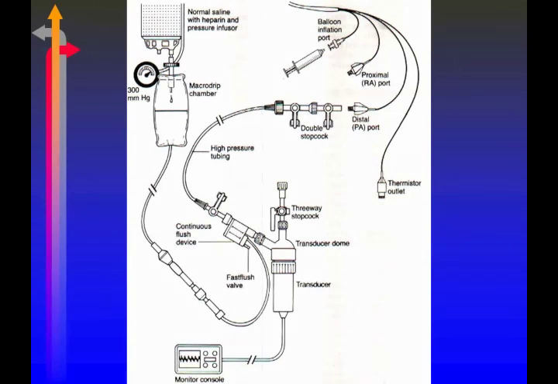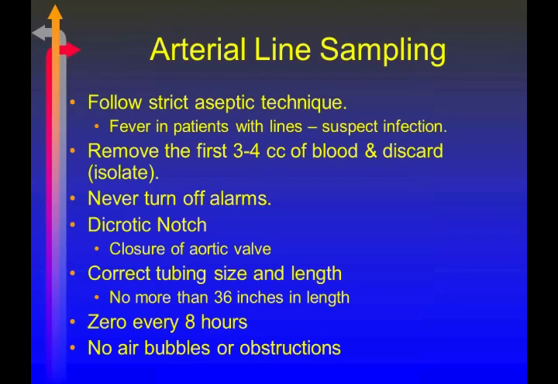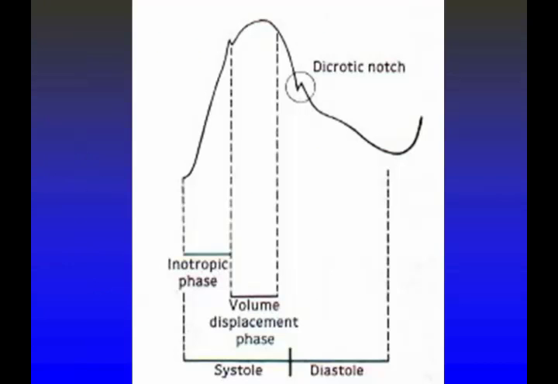The same system can be used to hook up to the distal port or the proximal port of a PA catheter to measure the CVP and the PA pressures. This is just talking about sampling and how the catheter system should be monitored. There's my dicrotic notch.